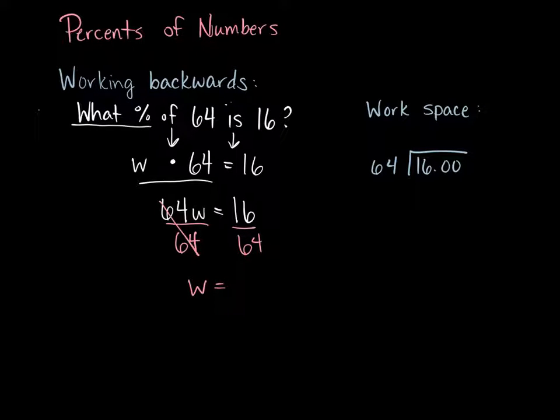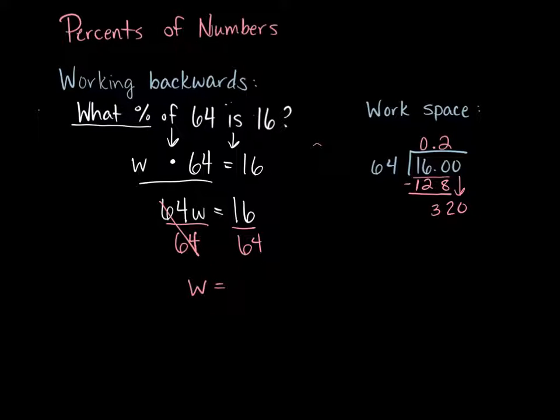So our first step with our division is bring your decimal point straight up. 64 can't go into 16, so we're going to put a 0 placeholder there. 64 can go into 160 2 times. 64 times 2 is 128. Then we do our subtraction. 10 minus 8 is 2, 5 minus 2 is 3, and we bring down the 0.